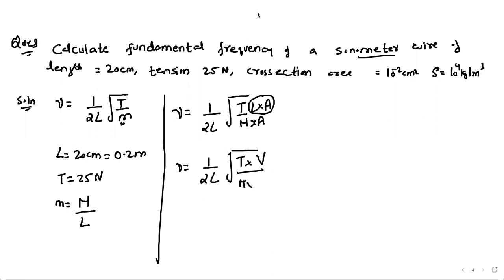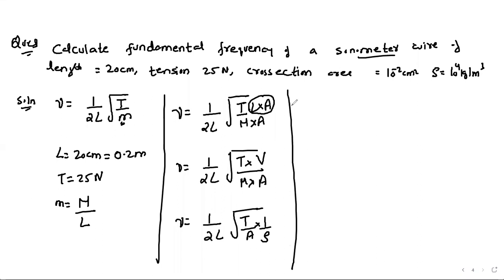Can I write something like volume by mass? What is volume by mass? It's 1 by density, right? So it's 1 by 2L root over tension by area into 1 by density. This frequency is 1 by 2L root over T by A into rho. So frequency is 1 by 2L root over T by A rho.